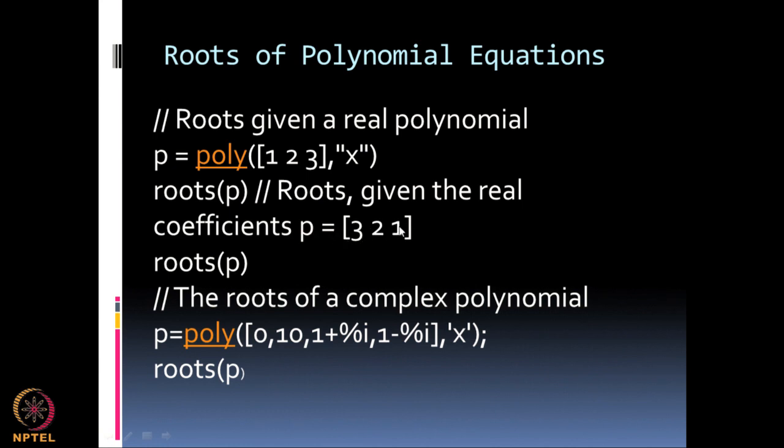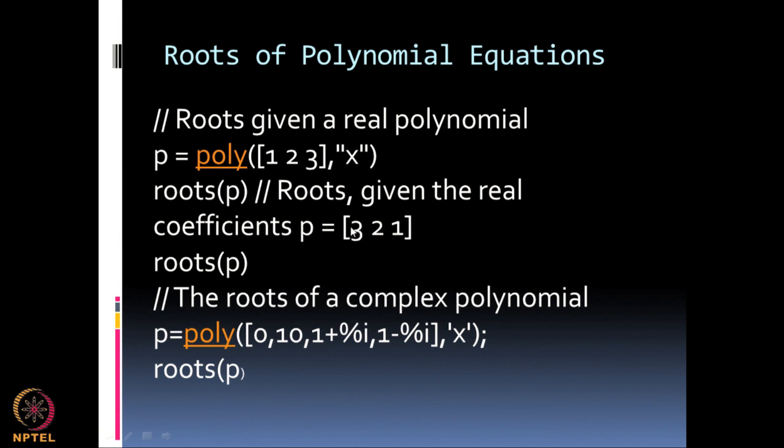So, when it has 3 particular terms, it understands that it is 3x square plus 2x plus 1. So, that is what is your polynomial. Then you can find the roots of that polynomial. This particular set of statements, p equal to 3, 2, 1, generates a polynomial of 3 terms. The highest power will be the third term. So, 3x square plus 2x plus 1.